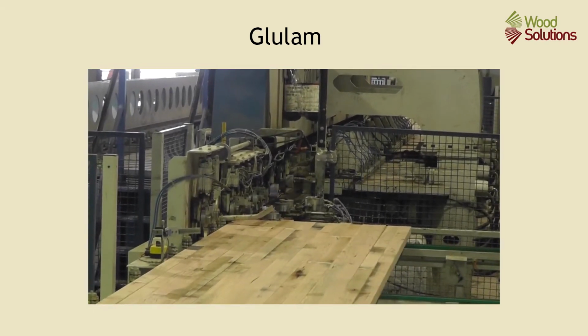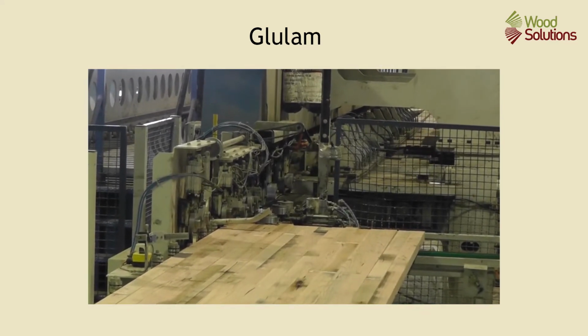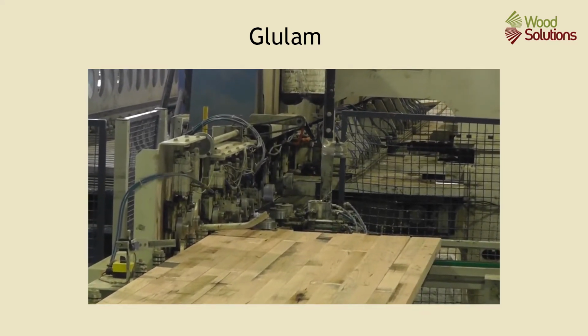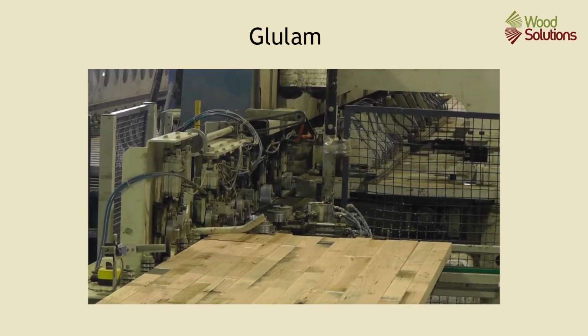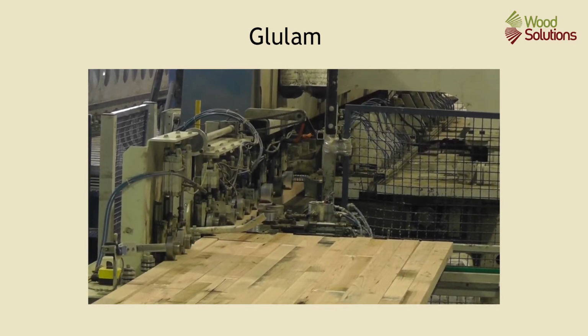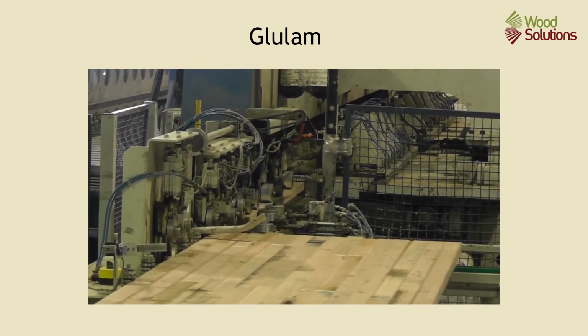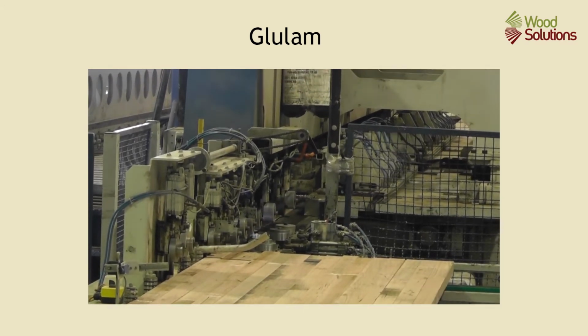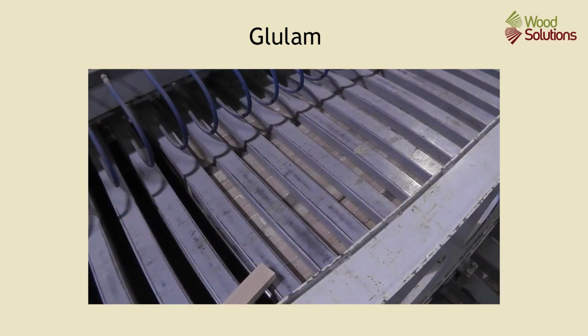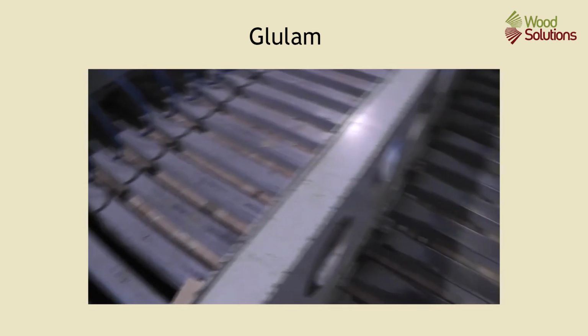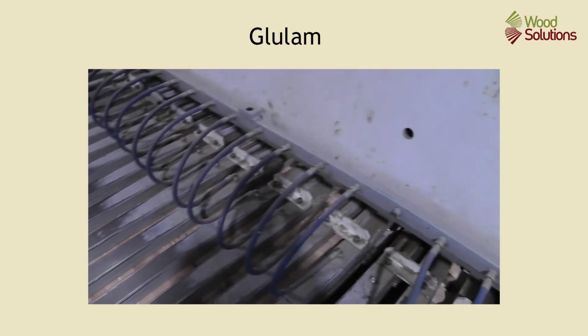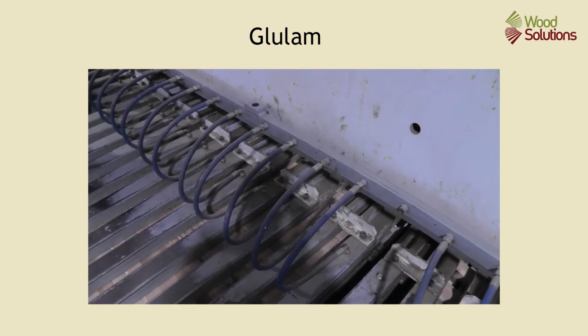Boards enter one side and are pressed against other boards already in the machine. They are held before the next board is pushed in, and then the whole piece moves through the system, and glue boards come out the other side.